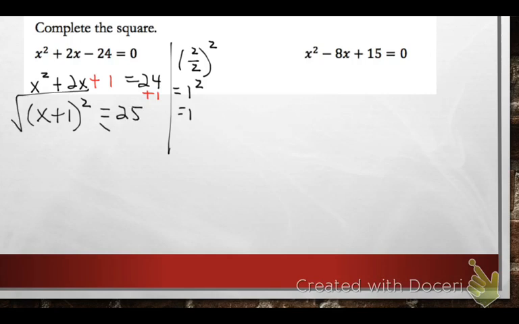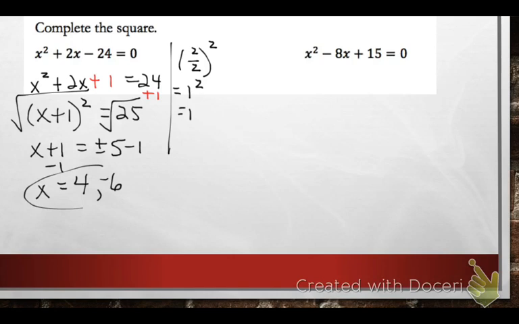Now you can take the square root of each side, so that you'll have x plus 1 equaling positive and negative 5. Now to solve for x, you need to subtract your 1 from both of those numbers. So positive 5 minus 1 is positive 4. Negative 5 minus 1 is negative 6.